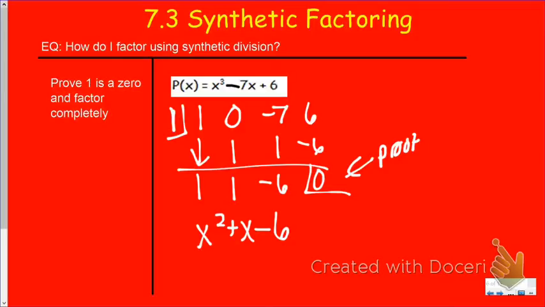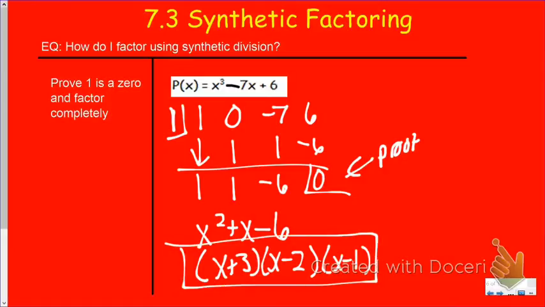So what I can do now, if I want to factor this completely, is look at my remaining polynomial. Now it's an easy quadratic equation that I can factor simply. I know this factors into x plus 3 and x minus 2. And then all I need to do is consider my original 0, which is 1. If 1 is a 0, then we know that x minus 1 is a factor. So that is the fully factored form of that polynomial.